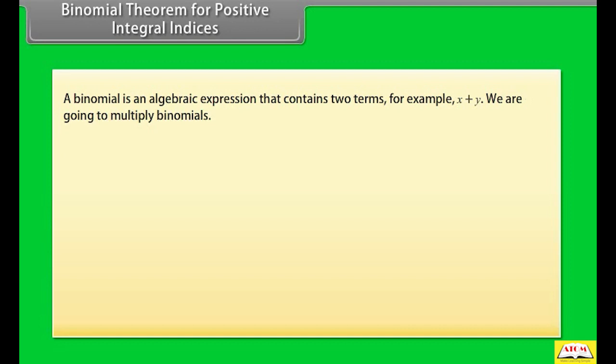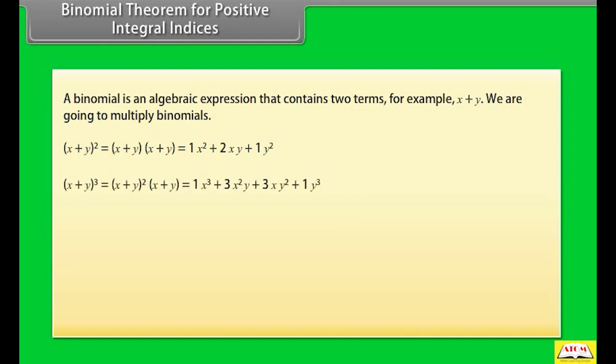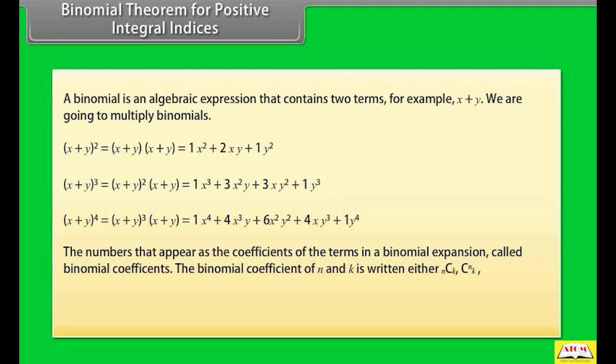Binomial theorem for positive integral indices. A binomial is an algebraic expression that contains two terms. For example, x + y. We are going to multiply binomials. The numbers that appear as the coefficients of the terms in a binomial expansion are called binomial coefficients.